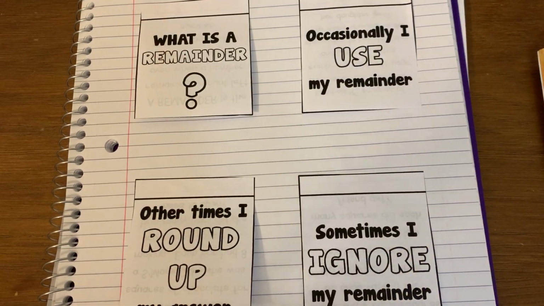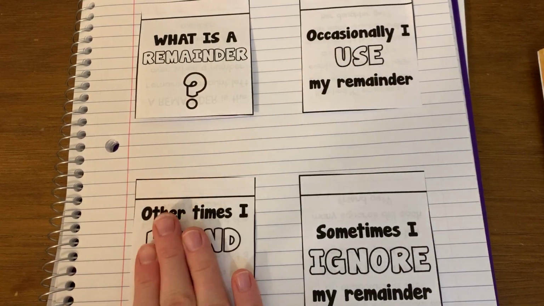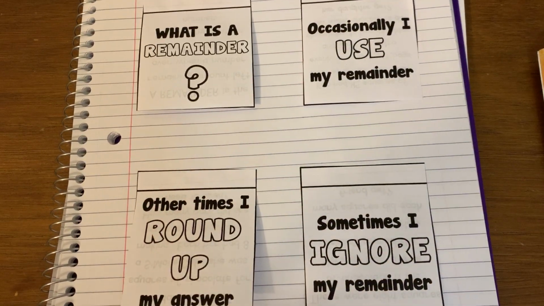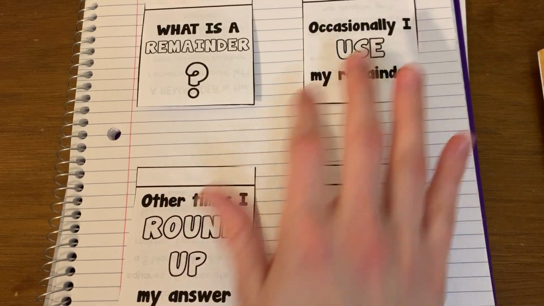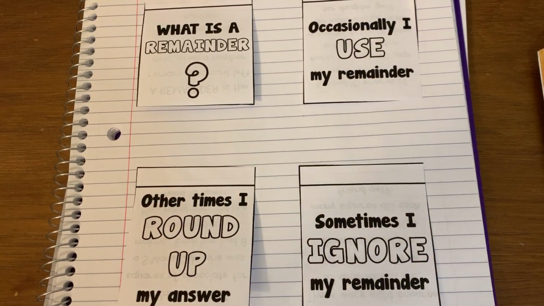Okay, so you should have this pasted into your math log. And we are going to use this here to help ourselves understand interpreting remainders. Basically, what that means is we need to find out how we're going to use the remainder in the problem. Is it important? Is it not important? Is it really what we're looking for? It just depends on what the problem is asking.